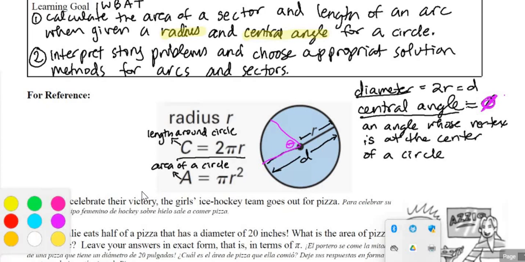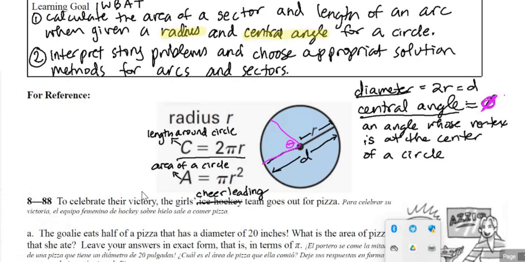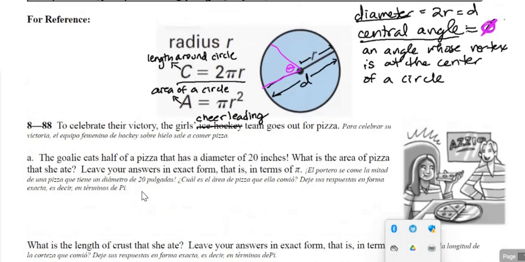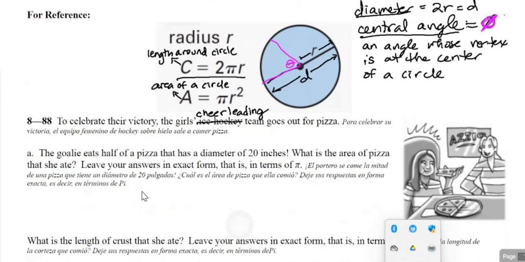To celebrate their victory, the girls' cheerleading team, and we're changing this from ice hockey to cheerleading because our school does not have ice hockey, but we do have a cheerleading team which ranked 10th in the country at nationals this year. Wow. The goalie eats half of the pizza that has a diameter of 20 inches. What is the area of the pizza that she ate? We will leave our answers in exact form, that is, in terms of pi.